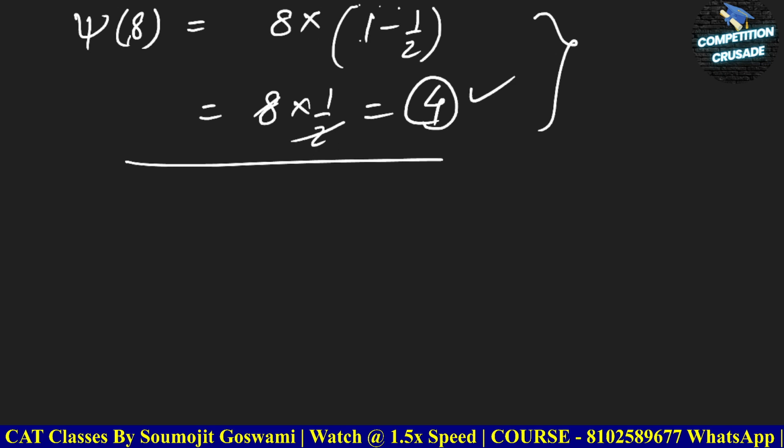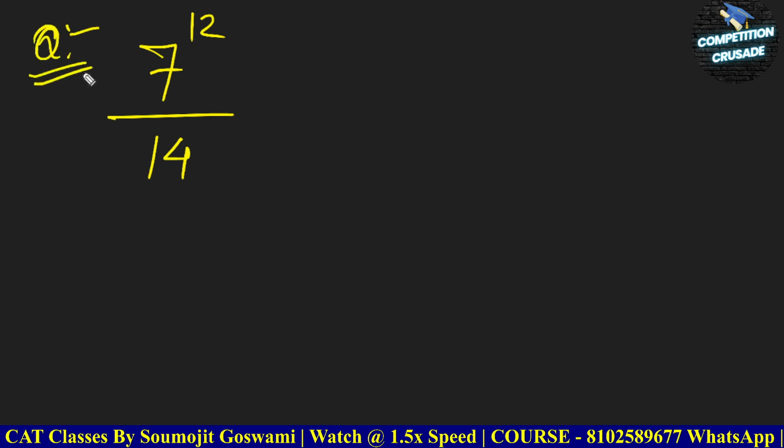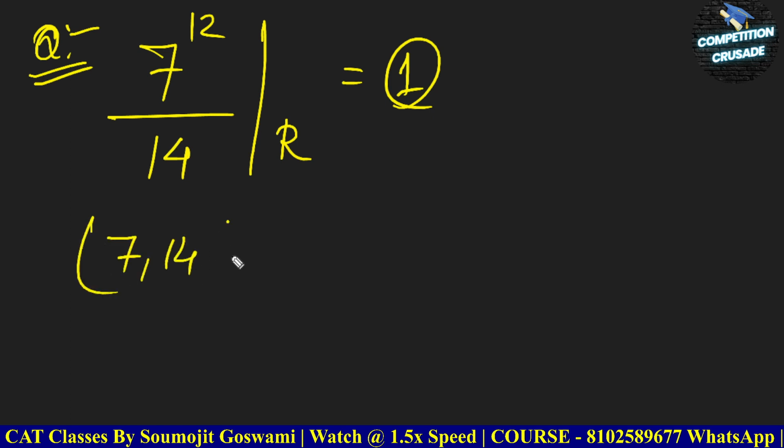Now friends, I would want to ask you a very simple question. You have to tell me the remainder of this thing. Now obviously you will start off with this 7 and 14. The first thing that will strike your mind is that, sir, 7 and 14, the HCF is not just 1. There are common factors more than 1.